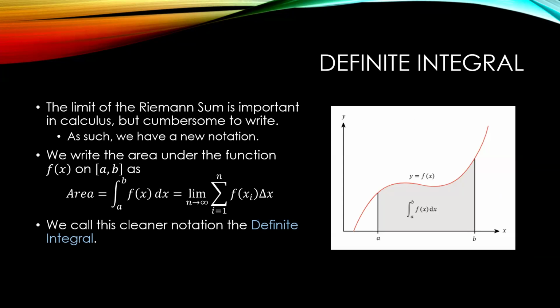And so the limit of the Riemann sum is important in calculus, but it can be very cumbersome to write. And so we do have a new notation if we want to play with it. Instead of writing this out, the limit of the infinite sum of these rectangles, we'll often write it in this format, where we call this the definite integral. And so this would be the definite integral from our starting point to our ending point. So here's our starting point, here's our ending point, and this right here represents the area under this curve, as approximated by an infinite number of rectangles.